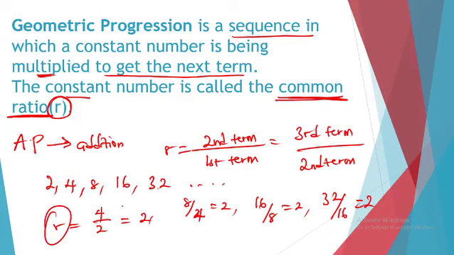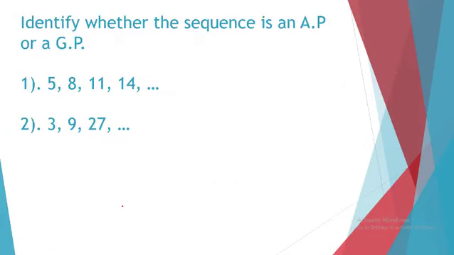Okay, let us take an example to check if you've been following everything we've been doing from the first day we started the series and sequence. I said identify whether the sequence is an AP or a GP. It's very, very important for you to be able to identify a GP and an AP. It's very important for you to be able to differentiate these two things, geometric progression and arithmetic progression.